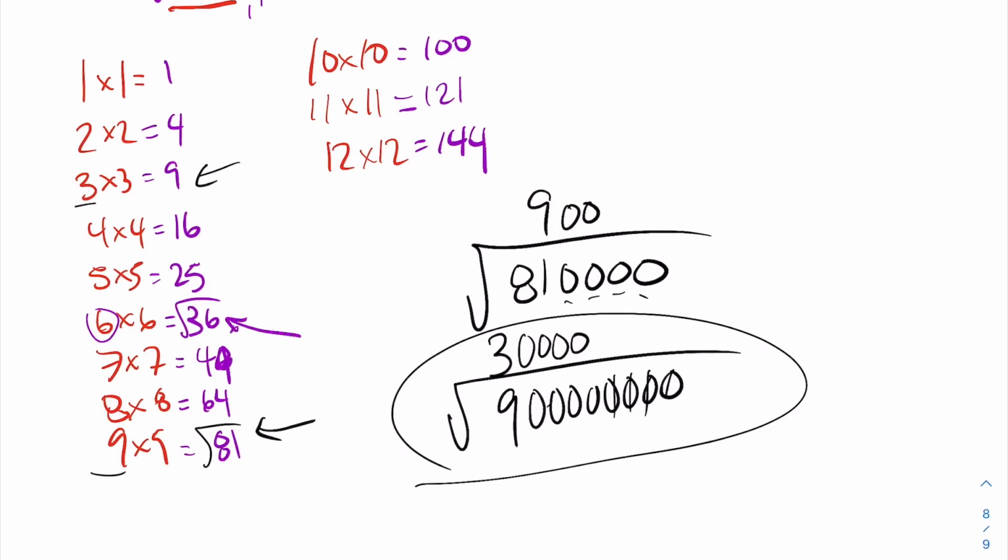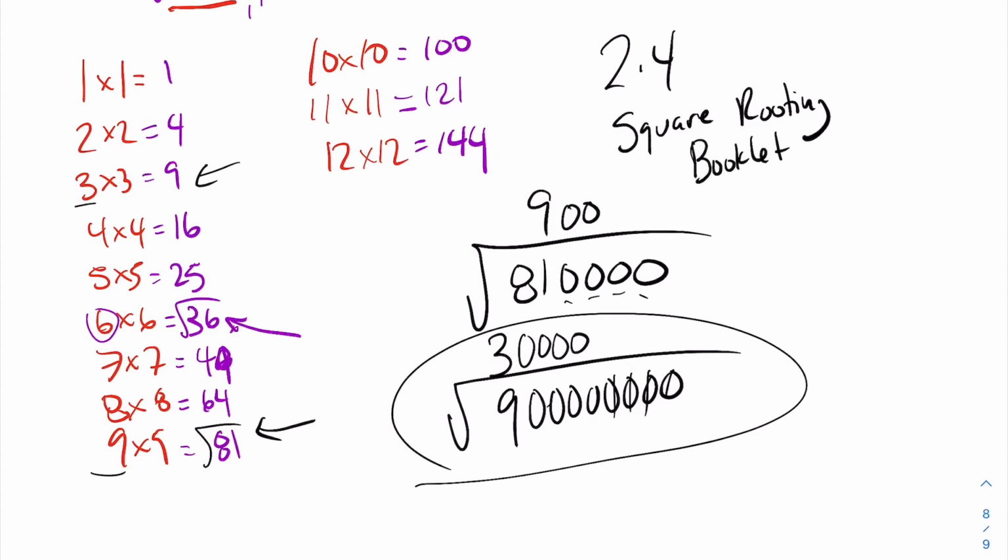That's all we have for this particular thing. You can now go and do 2.4 in your textbook. As well, there is a practice square rooting assignment. So basically, it's a booklet, and you can go ahead and work in that booklet. And it's just going to help you get familiar with the square roots and just do a lot of practice in there so that you don't forget what those are.